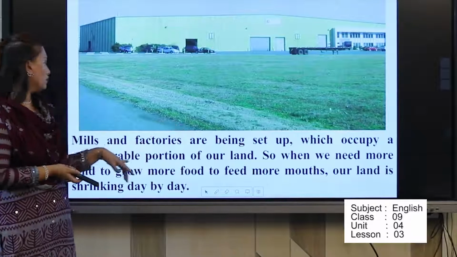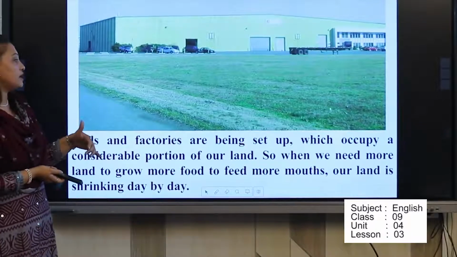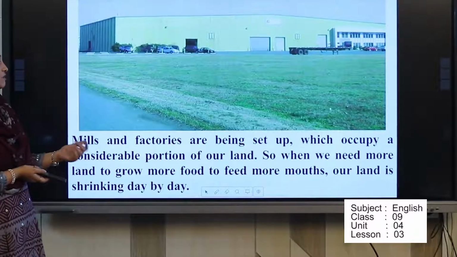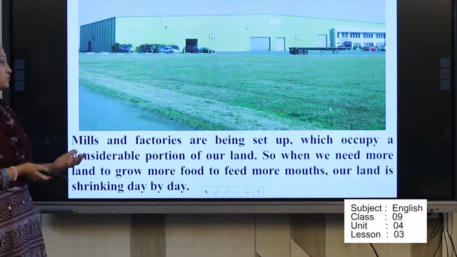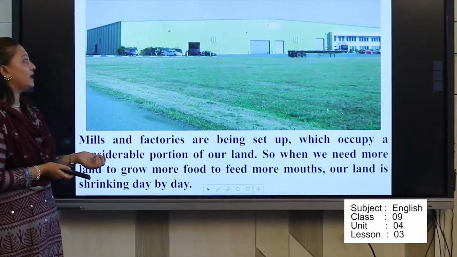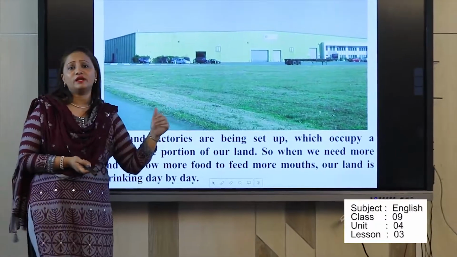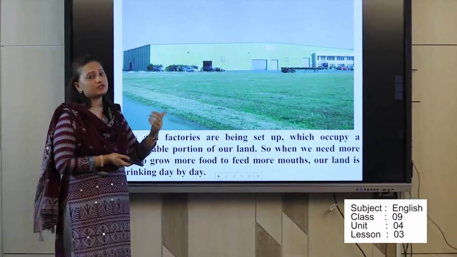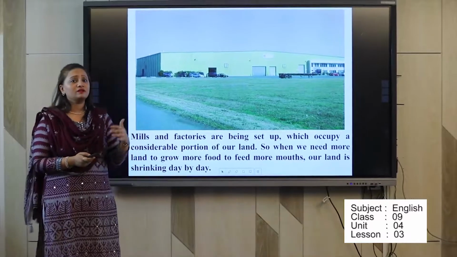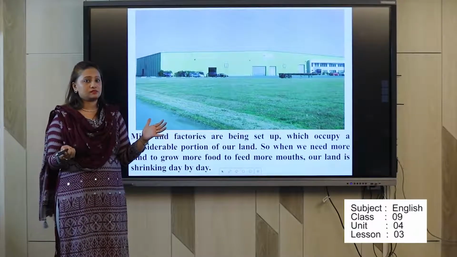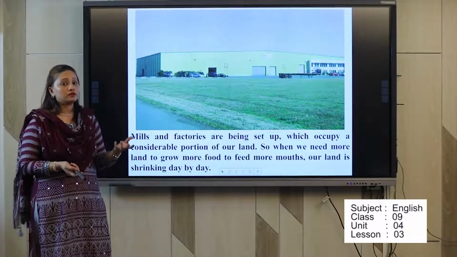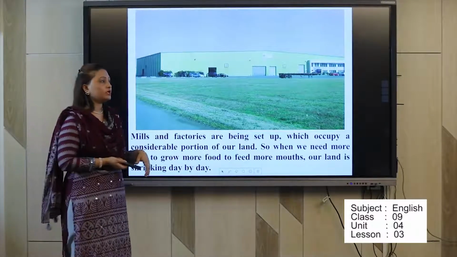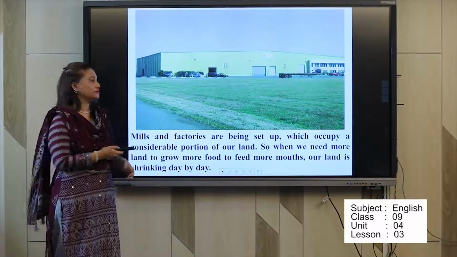And this is the picture of mills and factories. Mills and factories are being set up which occupy a considerable portion of our land. So when we need more land to grow more food to feed more mouths, our land is shrinking day by day. Because mills and factories occupy some land in our country, they are taking a huge place in Bangladesh. So we don't have enough place to produce our food. We don't have proper production.